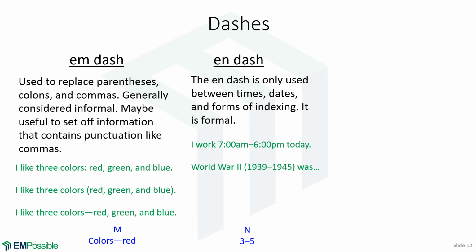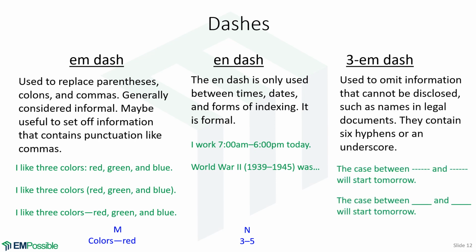Interestingly, and I just recently learned this myself when I was looking this up, there is a third type of dash, and it's called a 3EM dash. And this is used when you're omitting information. As I'm understanding, this is used in legal documents to omit names or places or things like that. For example, the case between 3EM dash and 3EM dash will start tomorrow. And somehow the 2 names have been redacted. Sometimes also underscores are used or a big black brick.